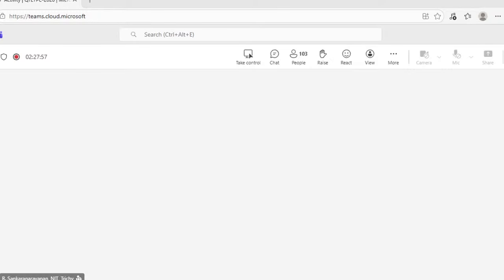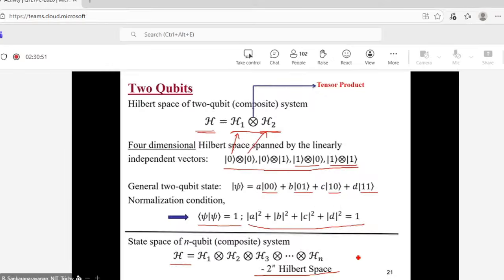H1 tensor H2 tensor H3 tensor, and so on up to Hn. And the resultant one is the Hilbert space H, which is the 2 to the power n dimensional Hilbert space. Okay. So this is how one can develop the idea of the Hilbert space starting from a single qubit to 2 qubit to 3 qubit to n qubit. Okay. Right.